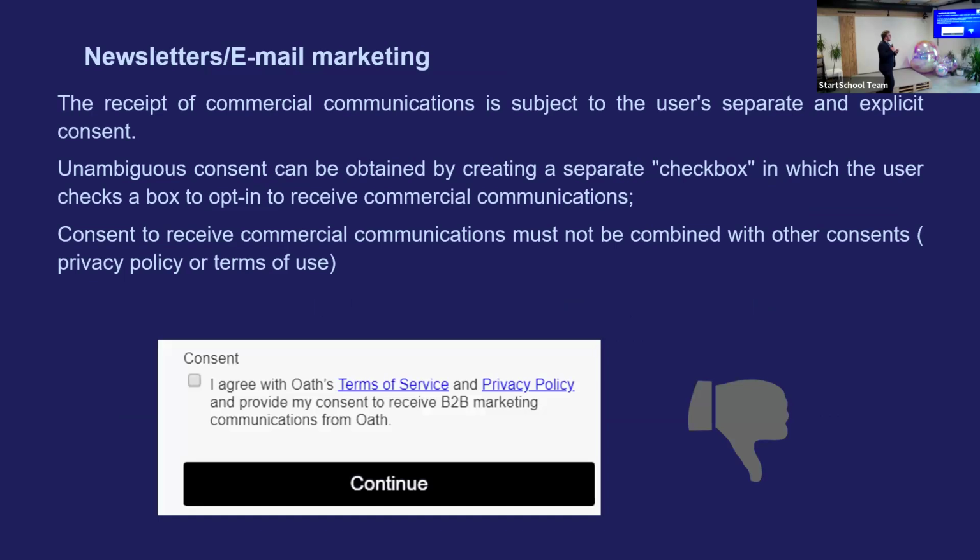Same with newsletters, email, and marketing, that all the communications must have separate consent. If a user registers to your website, you cannot simply say, okay, you are registering, you are also agreeing to our communications, emails, newsletters, etc. It must be a separate consent. As mentioned in the criteria of consent, agreeing to email marketing is on the basis of consent.